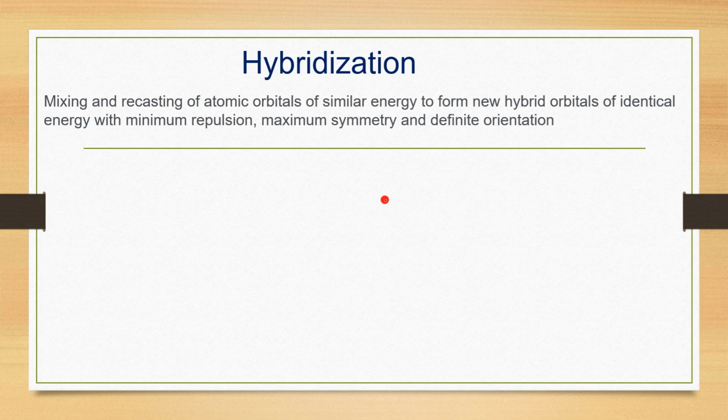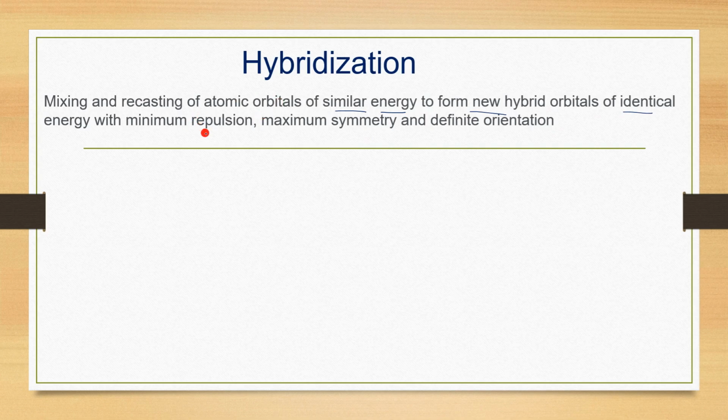So similarly in orbitals also, in chemistry also, orbitals are going to mix. Which orbitals are going to mix? The orbitals having similar energy. So if the difference in the orbitals is quite large, then the mixing doesn't take place, okay? So that is why we say mixing and recasting of atomic orbitals of similar energies to form new hybrid orbitals which are having exactly same energy, identical energy.